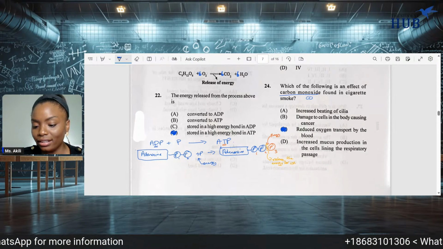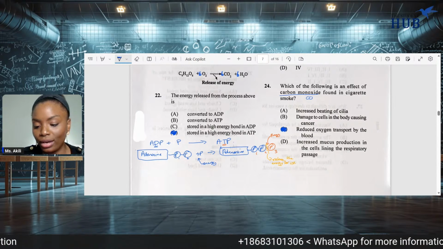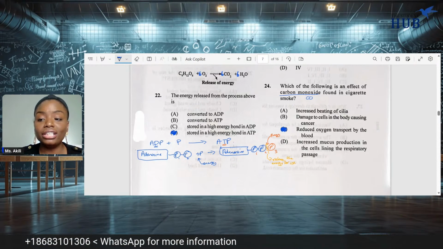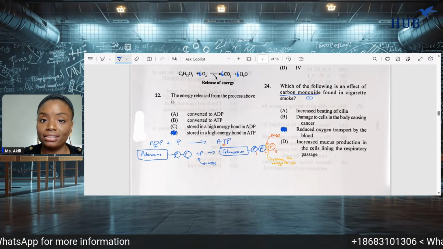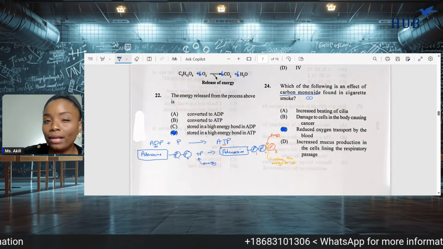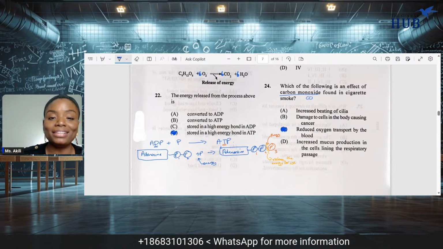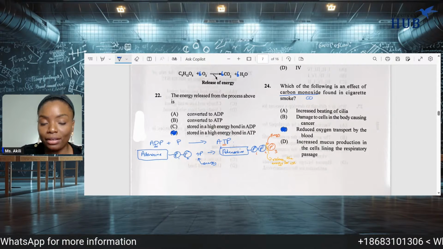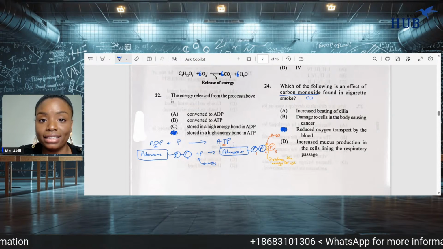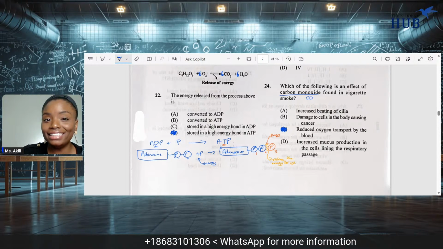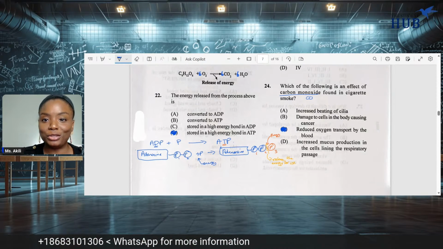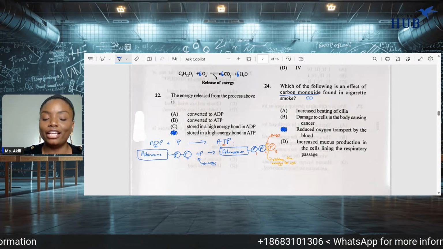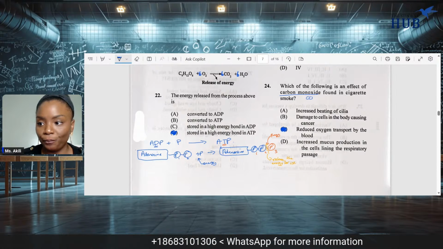So increased beating of cilia will be more affected by tar in cigarette smoke rather than carbon monoxide. Damage to the cells in the body causing cancer: tar actually contains a bunch of chemicals that are carcinogens. Carcinogens cause cancer. And the problem with carcinogens is that exposure is the danger. The more you're exposed to them, the higher the chance these carcinogens have of starting a cancer within the tissues nearby. Because the tar becomes trapped on the lining of the respiratory passageways, it's holding those carcinogens against the cells of your respiratory tract, and therefore increases the likelihood of the development of a cancer, right?